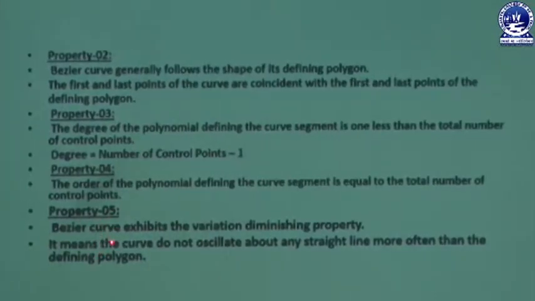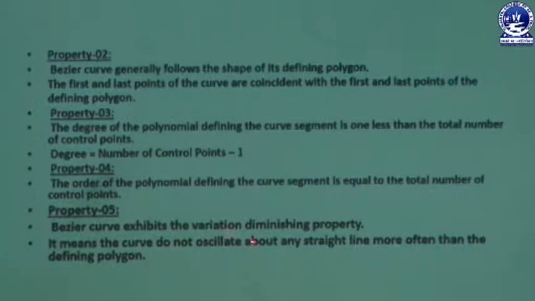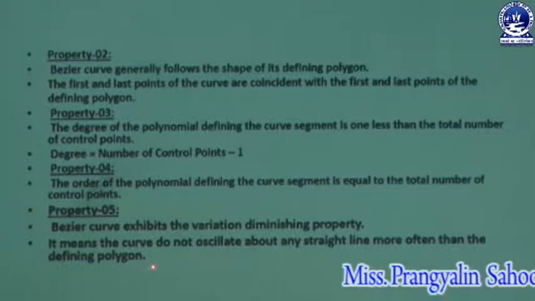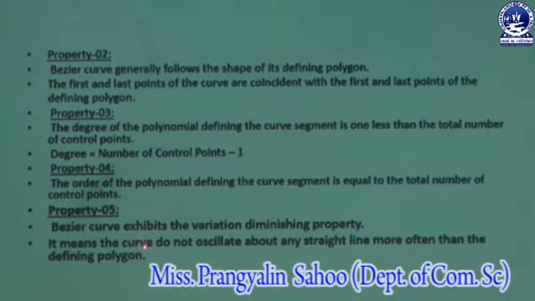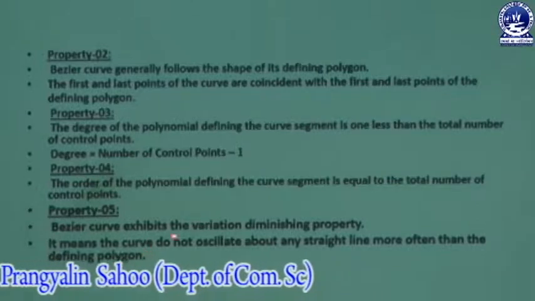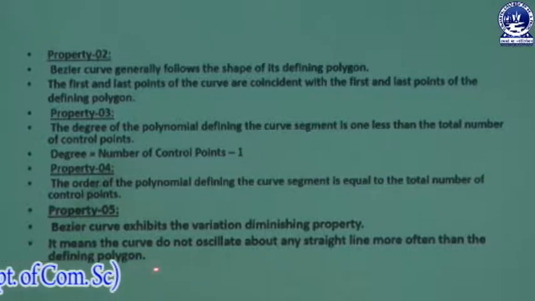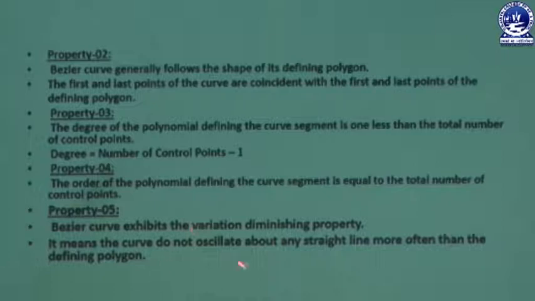The Bezier curve exhibits the variation diminishing property. That means the curve does not oscillate about any straight line more often than the defining polygon. That means whenever the Bezier curve is created, this diminishing property applies whenever any straight line deviates while creating a Bezier curve.